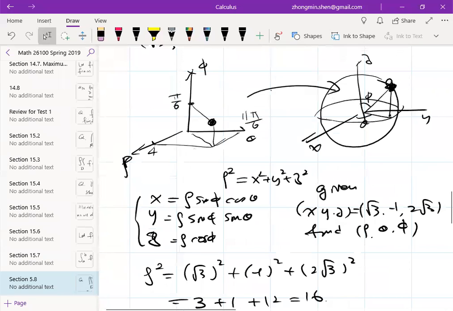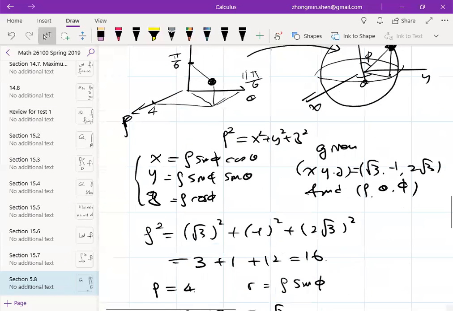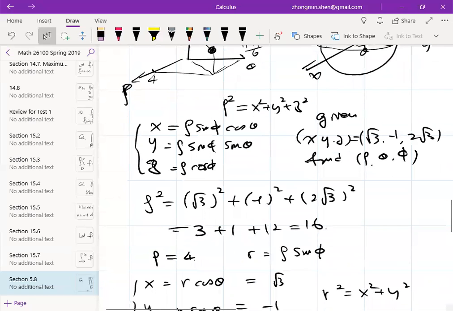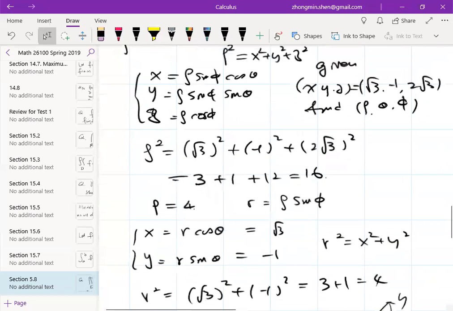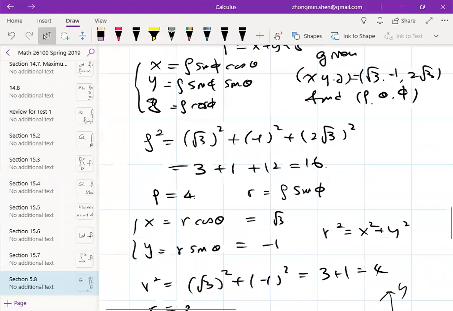If you don't want to draw the graph, that's fine. You need to determine step by step. If you're given the x, y, z coordinates of the point, you determine the rho, then you determine theta. Once you determine the theta, you can determine the phi. Okay, step by step.